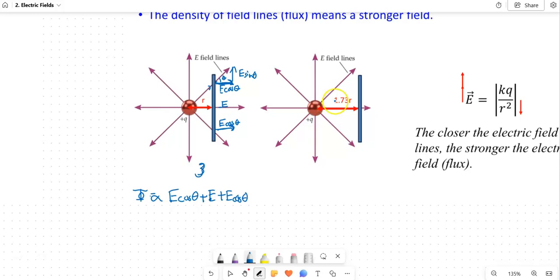Now, if I move this meter stick further out, 1.75 r away or 1.73 r away, what you could see is now there is only one line going through it, right? So it actually got weaker. So the electric field has become weaker, okay? And in that case, you would see a flux which would just be that E. Only this one is going through it. Neither of these two are going through that meter stick, okay?